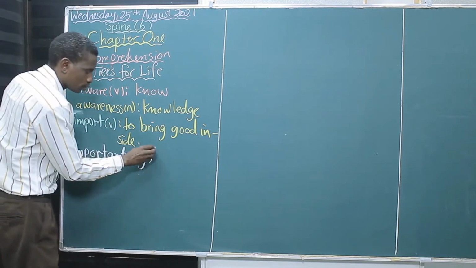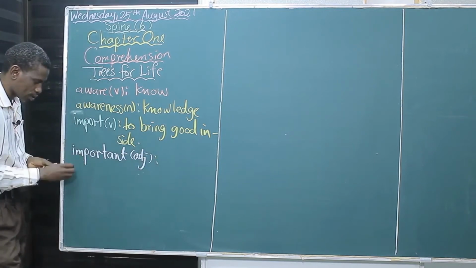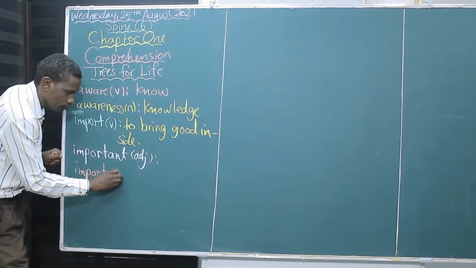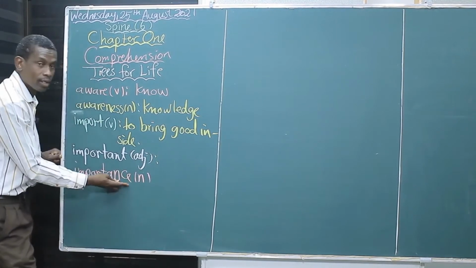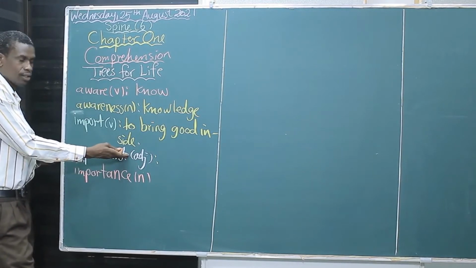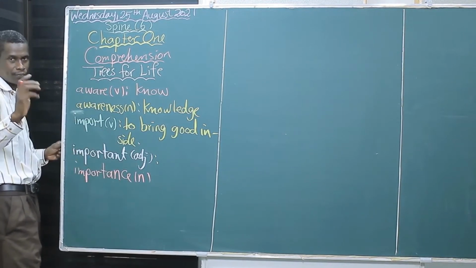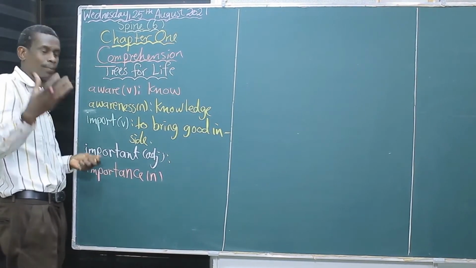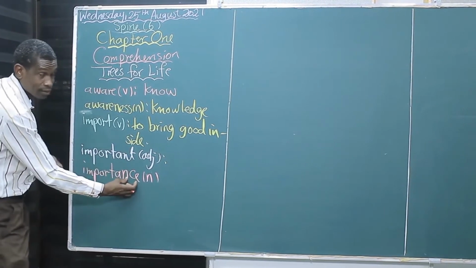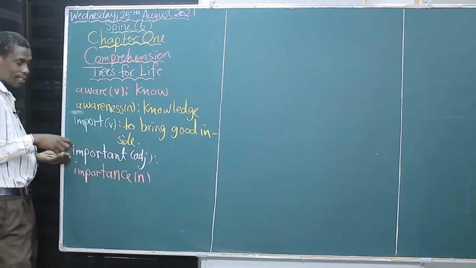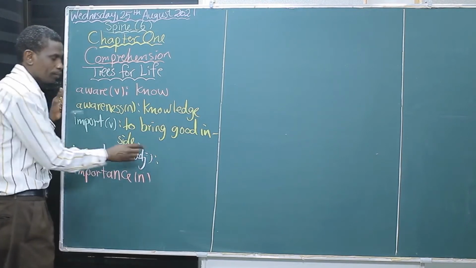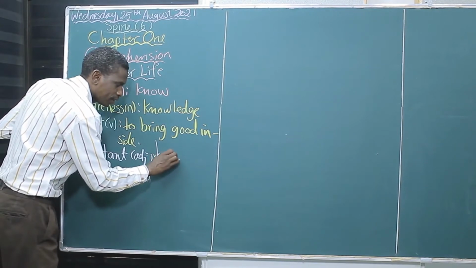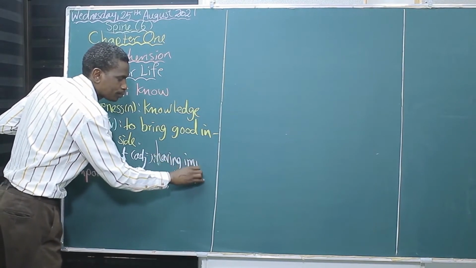And at the same time, look at this: important and importance. Importance is a noun and important is an adjective. Trees are very important. And at the same time, we have to show people the importance of trees. So important means having importance, or has to do with importance.